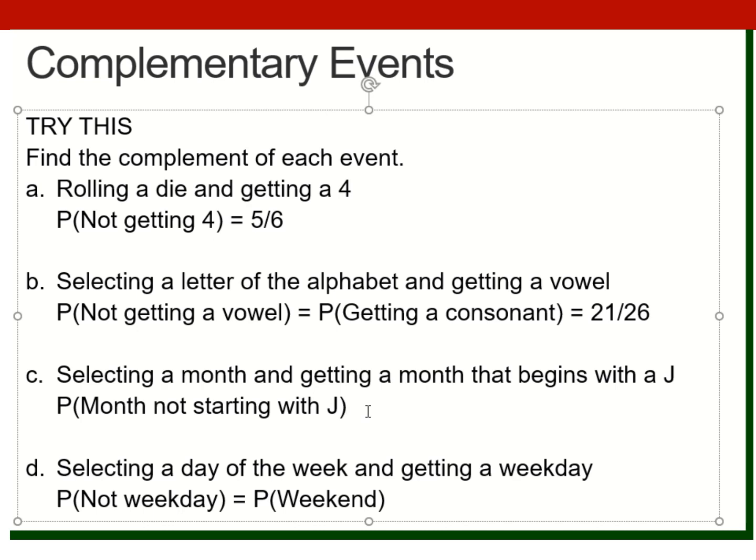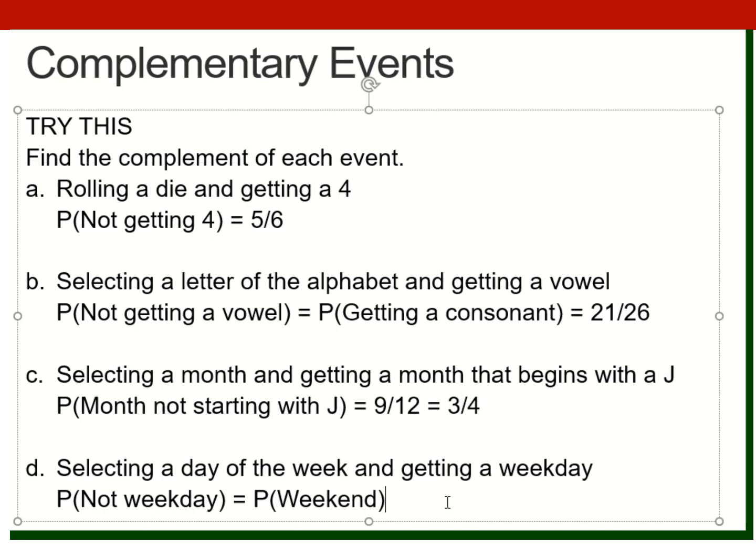All right. Selecting a month and getting a month that begins with a J. So the complementary of it is not beginning with a J. So how many begin with a J? January, June, July. So 3/12 begin with a J. How many don't? 9/12. I already told you that you must give your answer in the lowest form. So your lowest form will be 3/4.